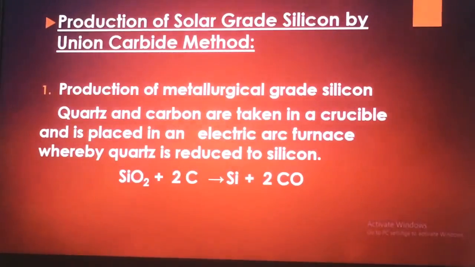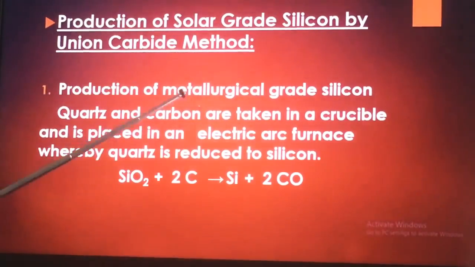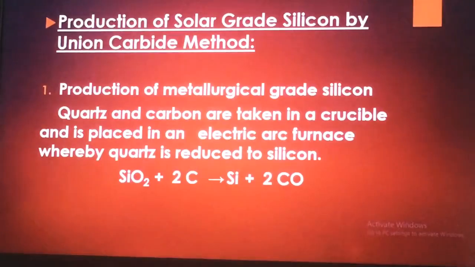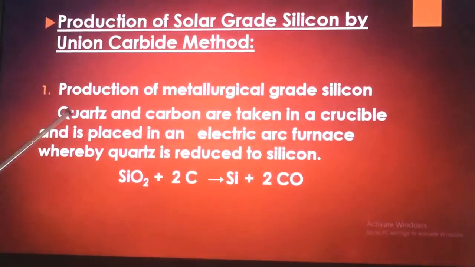Now here, the first step is production of metallurgical grade silicon. For that, quartz and carbon are taken in a crucible and placed in an electric arc furnace, whereby quartz is reduced to silicon. So quartz and carbon are taken in a crucible in which two carbon electrodes are present, and an electric arc is struck between these two electrodes.